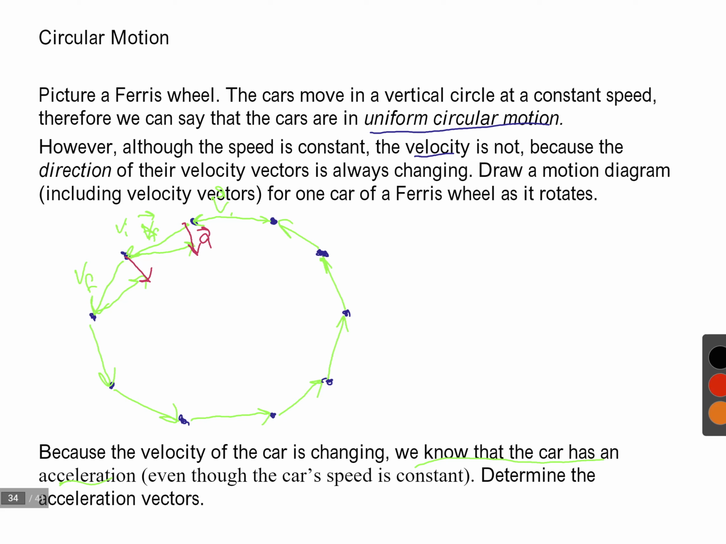Okay, if I continue working my way around, and I take my v sub i vector, and I reverse the direction of it, and I place it down, and I draw the resultant vector, I have my acceleration vector. If I continue working my way around, I'm going to have my acceleration vector looking like this every single time.